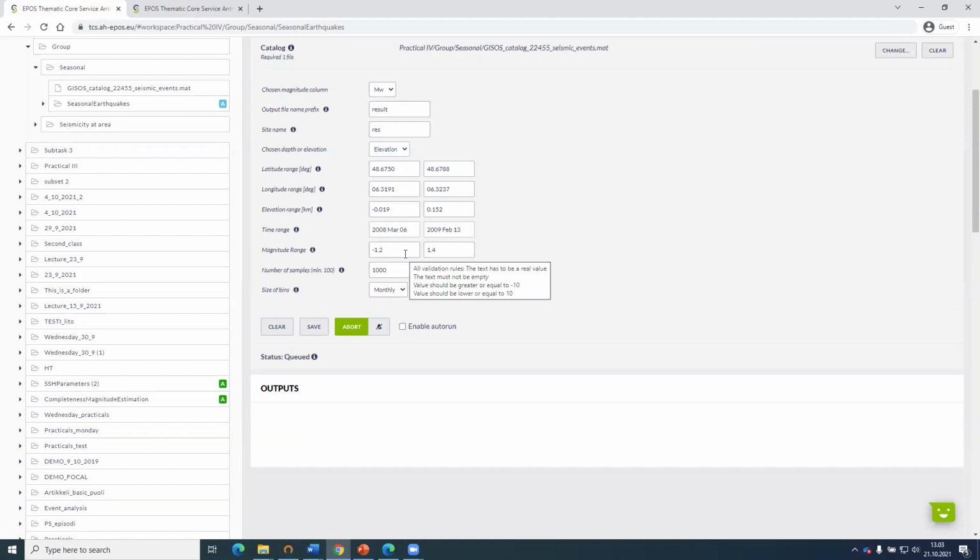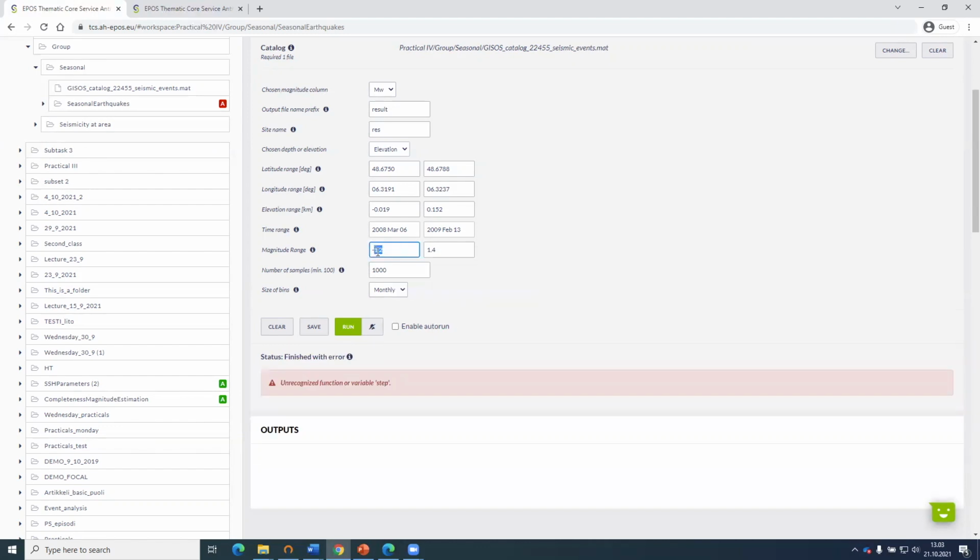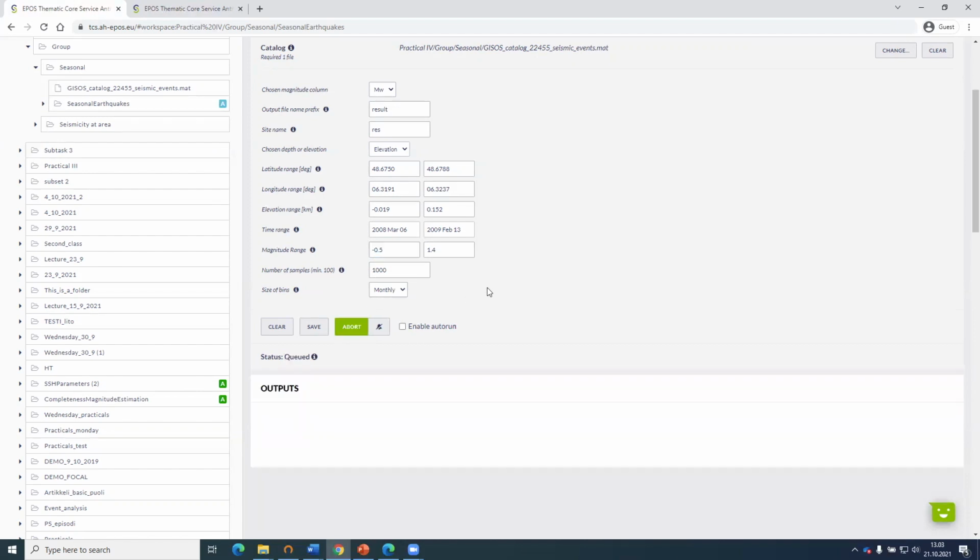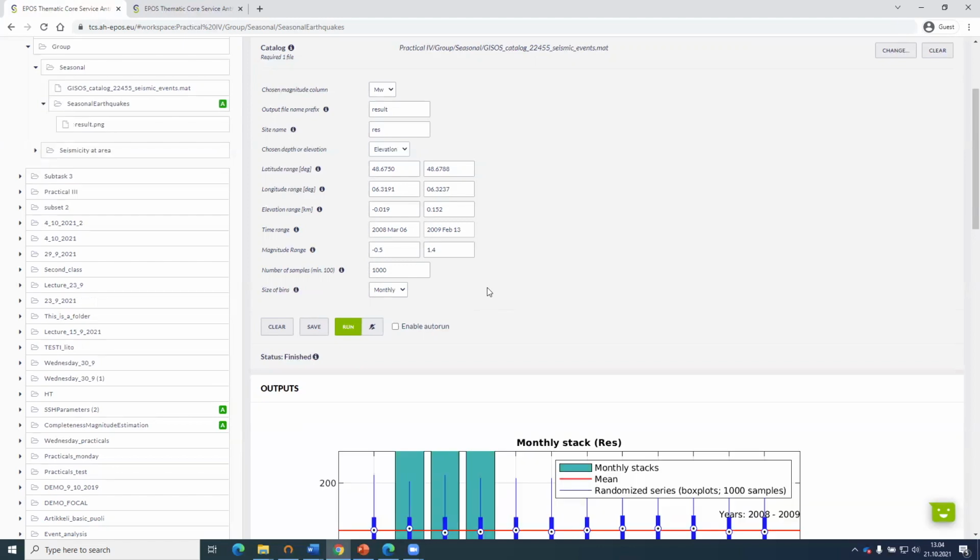This is more strict on this magnitude range. It actually can be that we still need to decrease that. Okay, it's still that one. So let's decrease it even more. It kind of uses those which have a decent number of that. Okay, now we got something.